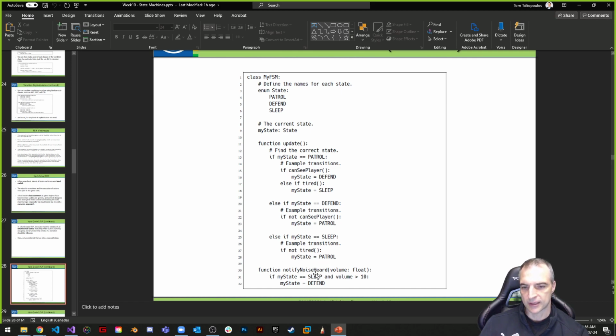If my state is sleep and volume is greater than 10, so maybe somehow the AI has heard noise. In this case it might be something like you're walking, and the AI has some kind of sensing radius where this person is sleeping. Every time you walk it generates a volume. If you're far enough away, maybe it only generates a volume of 3. But as you come closer, maybe there's a point where you're generating a volume higher than 10, and as soon as that happens the person wakes up and starts to defend, right?